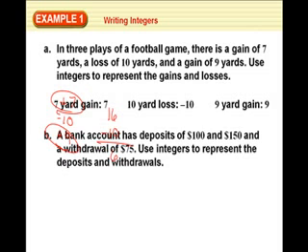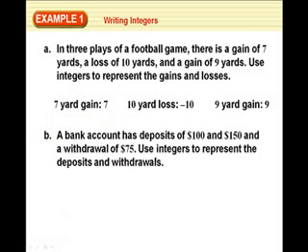So there they are, writing the integers. And then use integers to represent the gains and losses. I guess they didn't want us to add them together, but we had the 7, we had the negative 10, and the 9. So let me erase my board here.